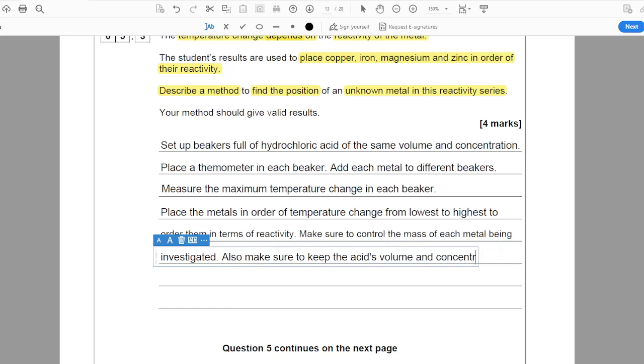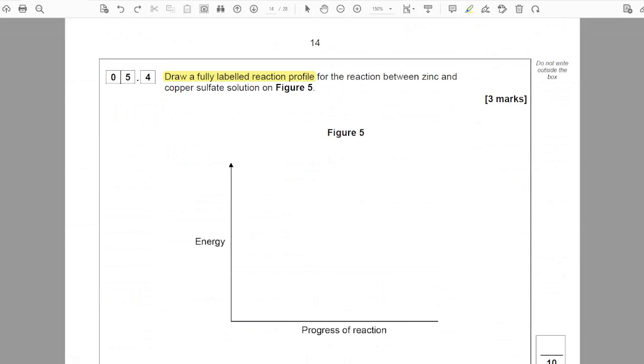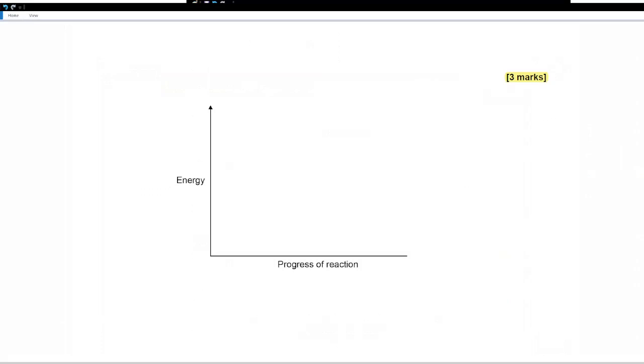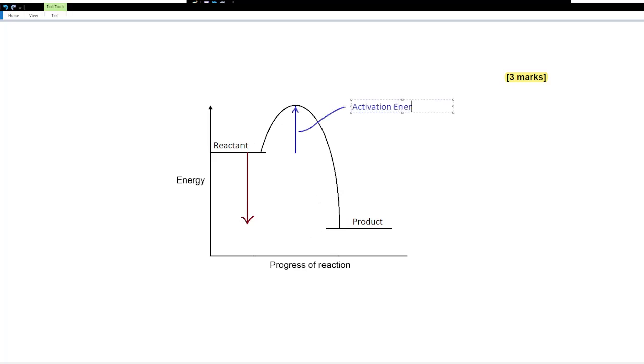5.4. Draw a fully labeled reaction profile for the reaction between zinc and copper sulfate solution on figure 5. It's only 3 marks, so we need to draw 3 key things. First of all, the reaction is exothermic, so we must have the reactant line on top of the product line, and we must connect it with a curve. For the second mark, we have to label the change in energy, and the change in energy is negative, which should be shown. For the final mark, show the activation energy, also known as EA.